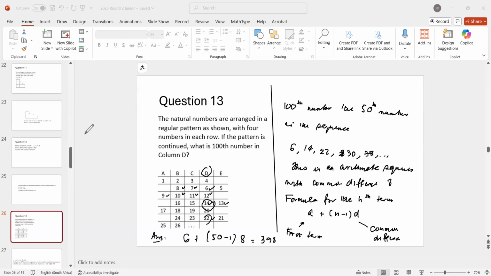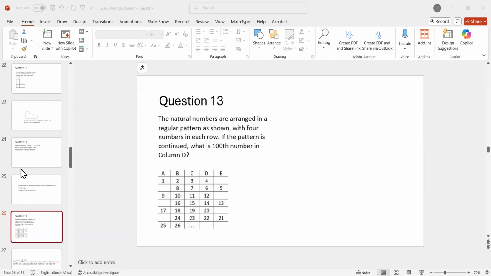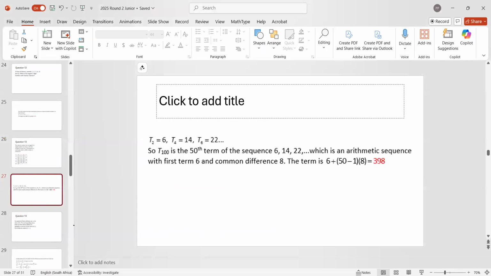Okay, let's just check this to see whether it coincides with, there it is in red. You can see 398. All right. So let's get on to the next problem.